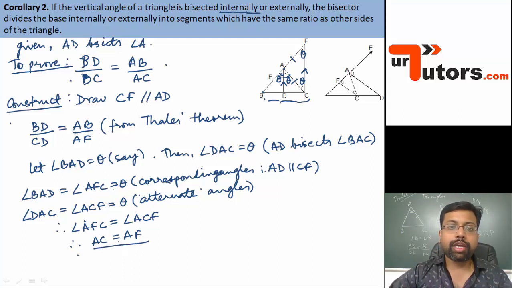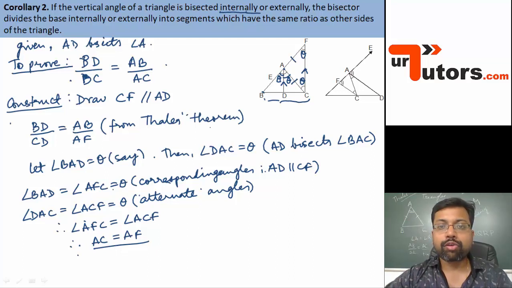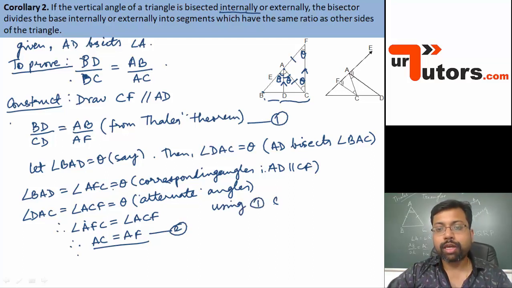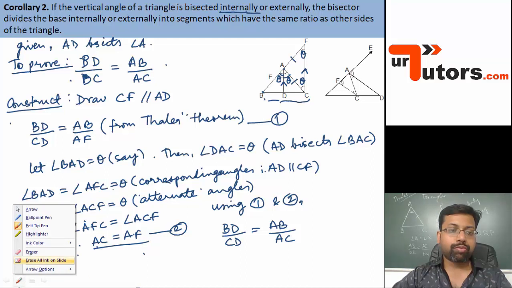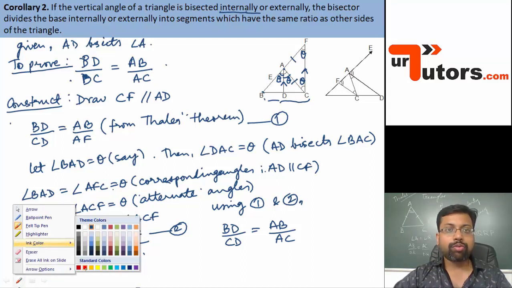Now if AC is equal to AF, what do we have from 1? This is 2. Using 1 and 2, what do we have? BD by CD is equal to AB. Instead of AF, I can very well write AC, because AC has come out to be equal to AF. So instead of AF in the equation 1, I can simply write it as AC. And once I write AC, this is what we had to prove, right?